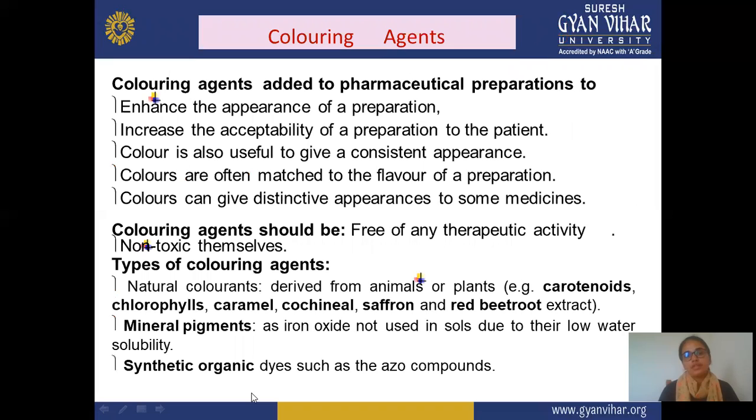Next is coloring agent. Coloring agents are added to pharmaceutical preparations to enhance the appearance of the preparation and increase its acceptability to the patient. They are also used to maintain a consistent appearance and color, finish the flavor of the preparation, and give a distinctive appearance to a medicine. This coloring agent is also limited in formulation.